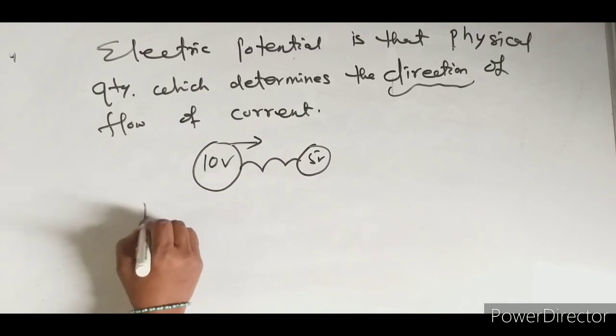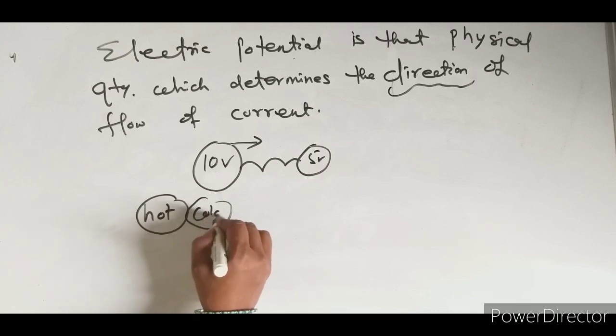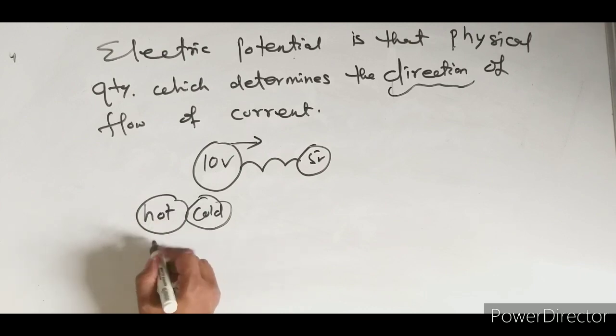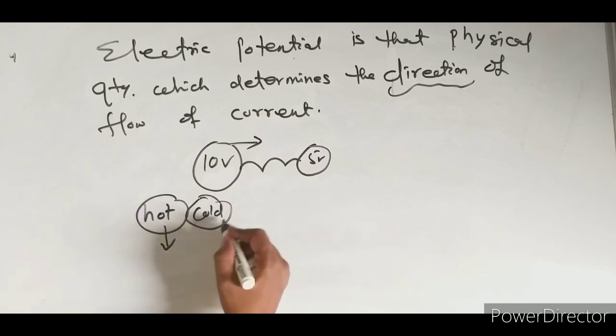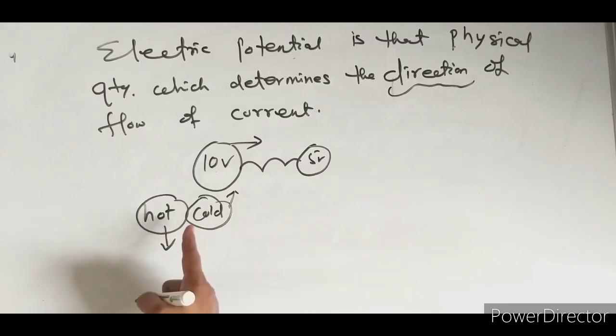If a hot body is in contact with a cold body, and both are in contact with each other, after some time we see that the temperature of the hot body goes down and the temperature of the cold body rises. So here is the flow of heat. Heat flows from the hot body to the cold body.